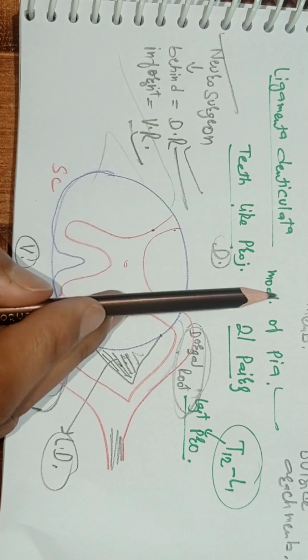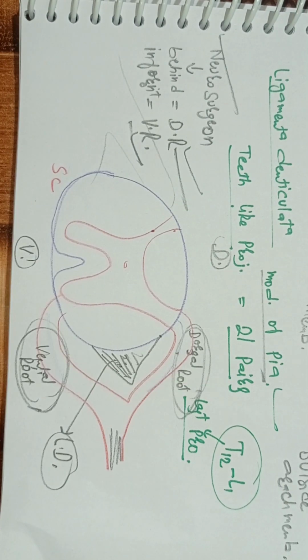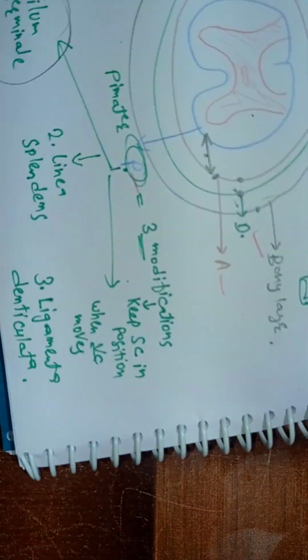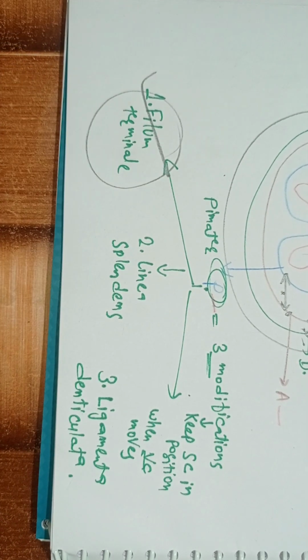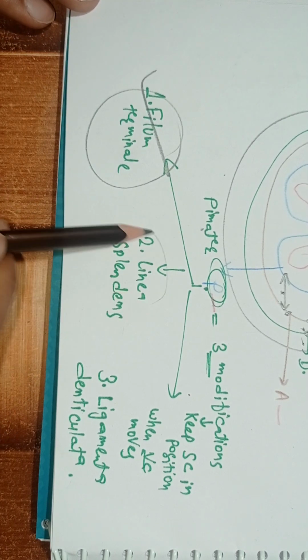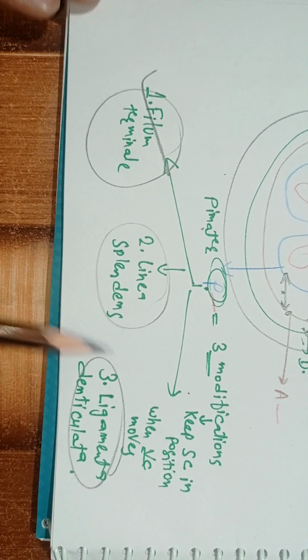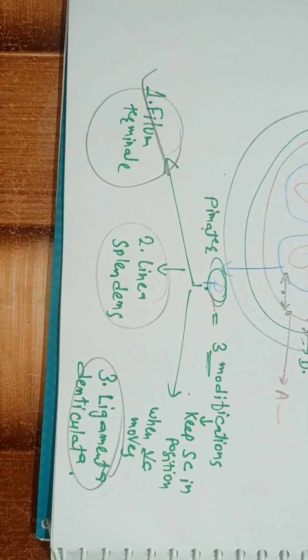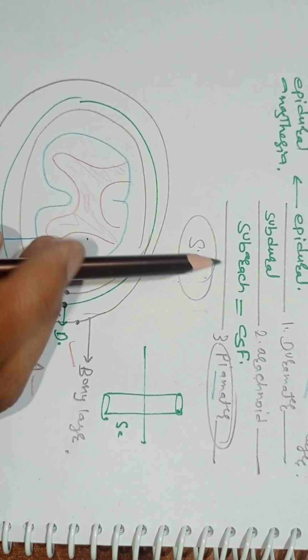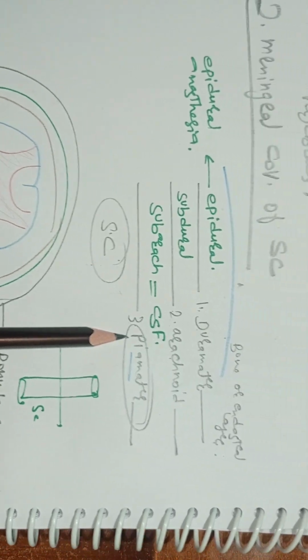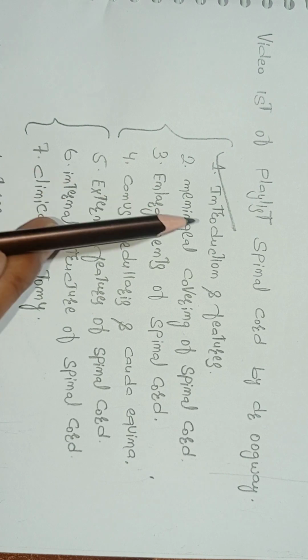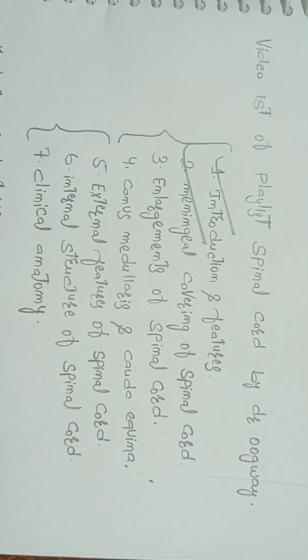But what is ligamenta denticulata? It is a modification of the pia. So we talked about these three modifications: filum terminale, linea splendens, which is not so important, and ligamenta denticulata. These are the three modifications of the pia, the third meningeal layer of the spinal cord. So far we have completed the introduction and features of the spinal cord and the meningeal coverings of the spinal cord.